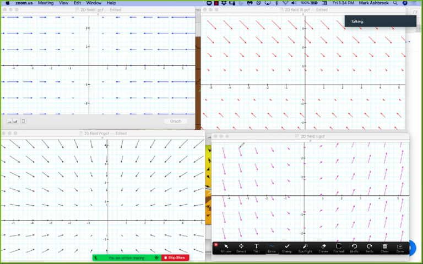The components are only allowed to be, where should I write it? Up here. So the possible components are plus or minus x, plus or minus y, plus or minus 1, and 0. So the x and y components can only be one of these 7 things. Okay, so let's start with this one here.